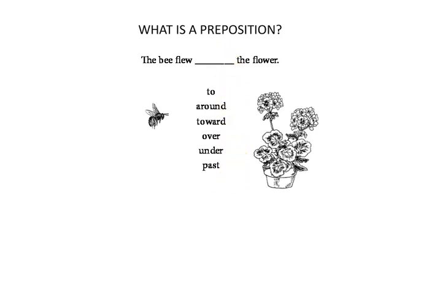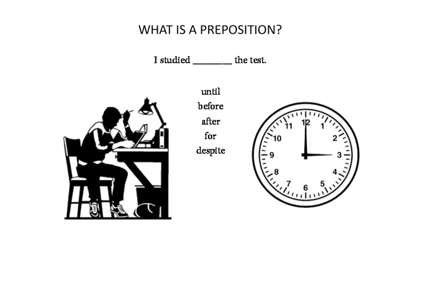To, around, toward, over. You could put any of them in that sentence. The bee flew to the flower, around the flower, toward the flower, over the flower, under the flower, past the flower. There are other prepositions, and I want to give you another sentence that is pretty good for testing whether a word is a preposition or not too. This sentence is, I studied blank the test. Fill in the blank. I studied until the test, before the test, after the test, for the test, despite the test. These are all prepositions.